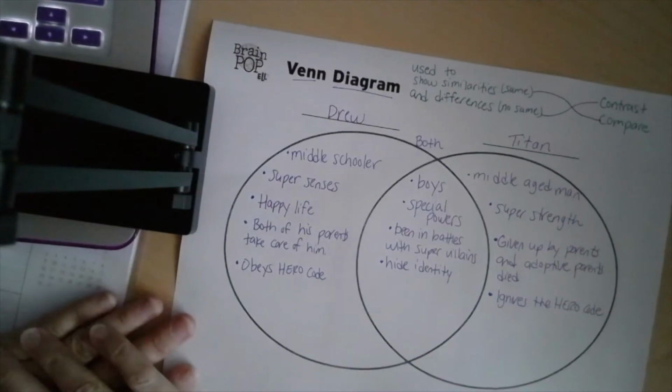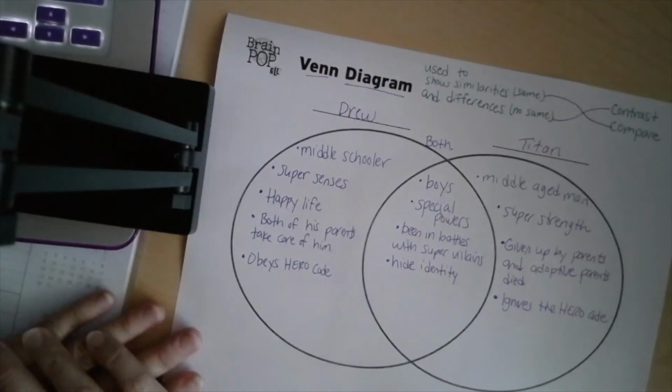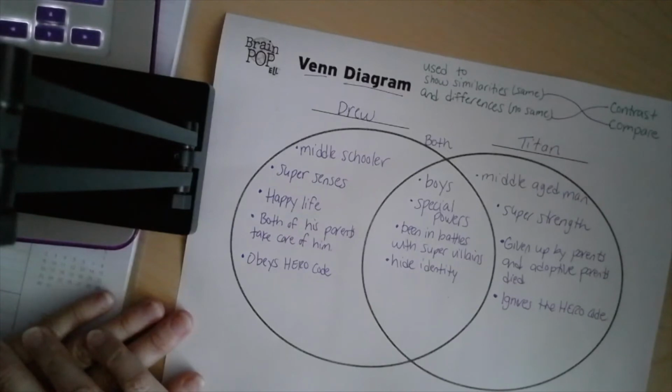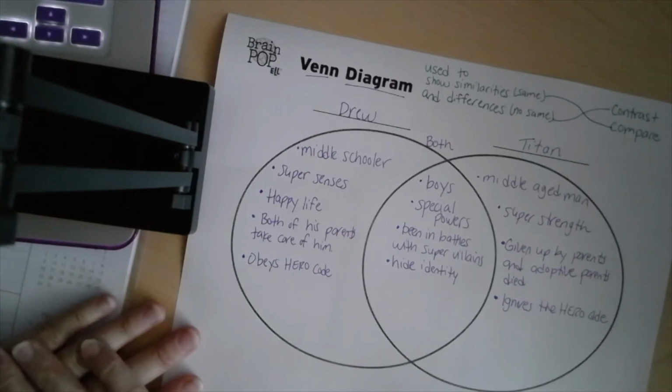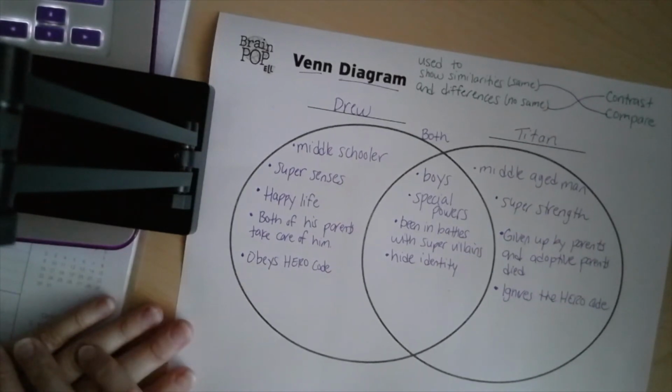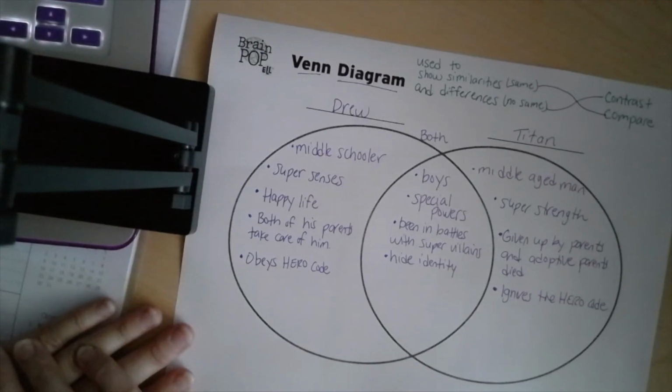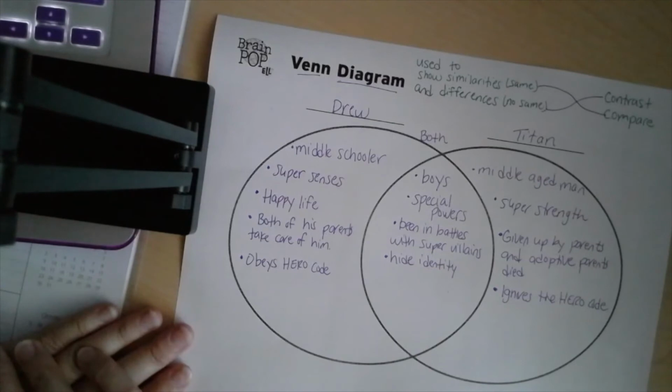So that is how you do a Venn diagram. You want to go back and forth and be specific about the things that you write. Sometimes after you're finished with the Venn diagram, I might ask you to use that information to write a paragraph. So if I was going to use that information to write a paragraph, I might say that Drew and the Titan are both characters in Sidekicked. Drew is a middle schooler who has the power of super senses. The Titan also has superpowers, but his superpower is super strength. And that's how I might start it.